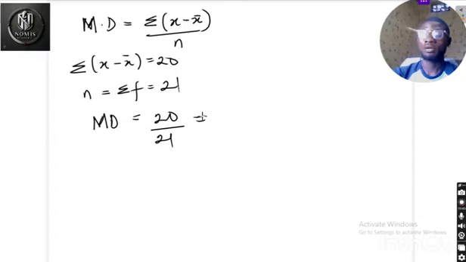20 divided by 21, that's 0.95 to 2 decimal places. So this is the value of mean deviation.